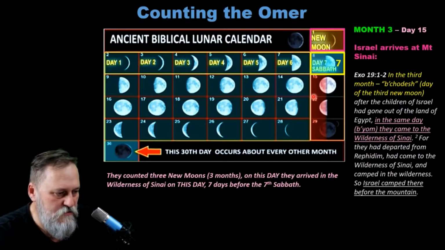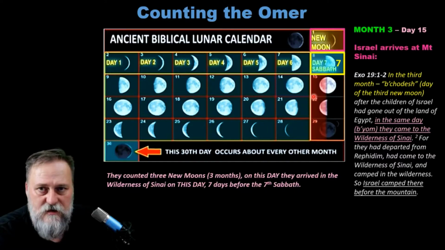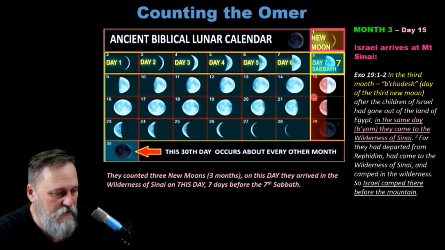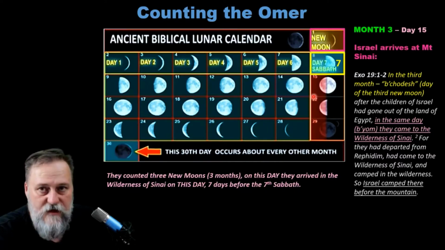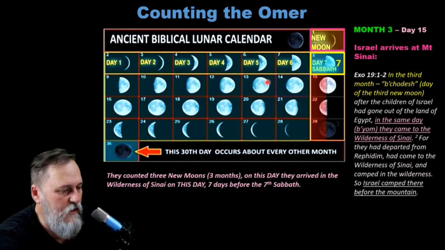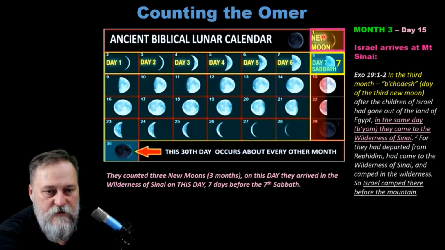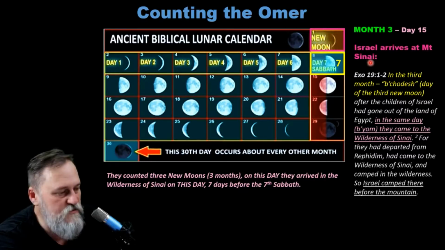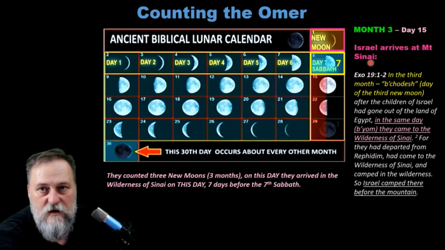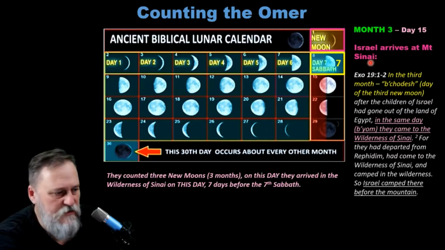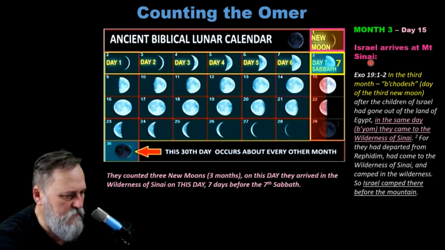So since Rosh Chodesh is a significant day, I believe that this points to that day, meaning that they came into the wilderness at Mount Sinai on the 1st day of the 3rd month, which is interesting because it is 3 new moons with the focus on the new moon, and the number 3 means covenant, and that's exactly what they're going to receive.